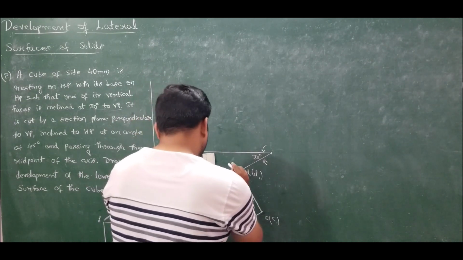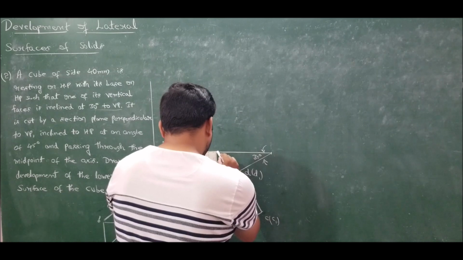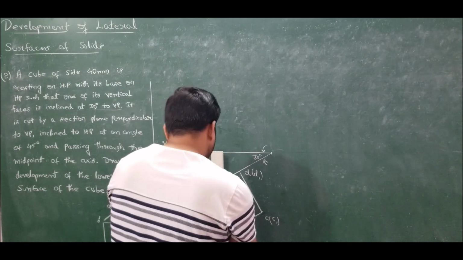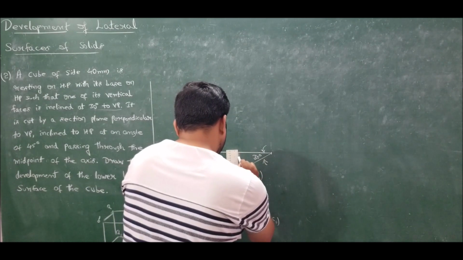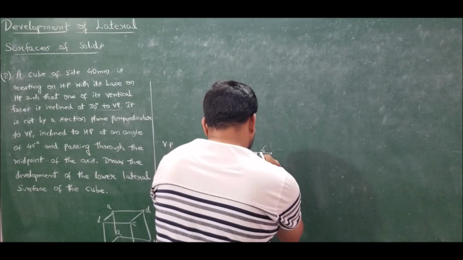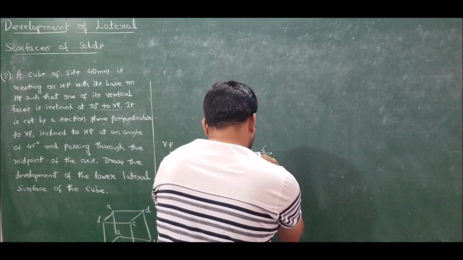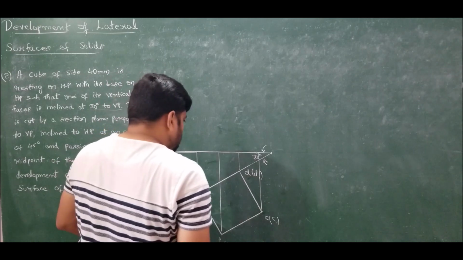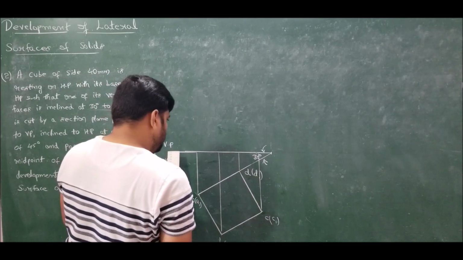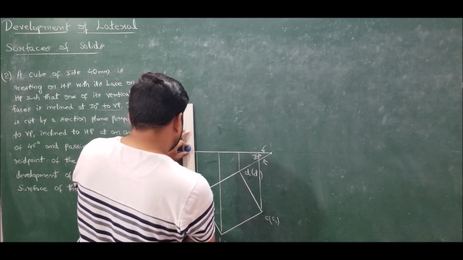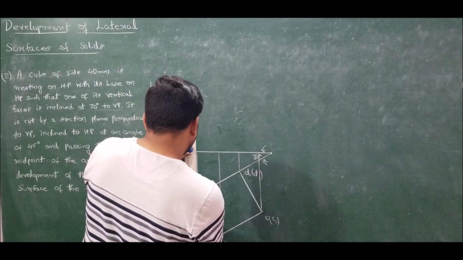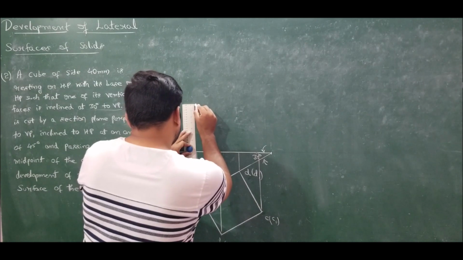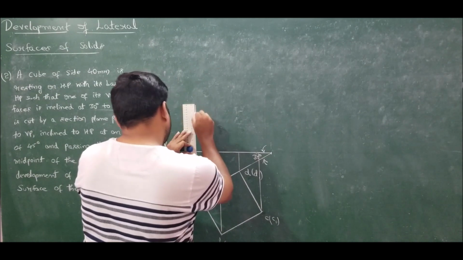The front view of a cube is also a square, with side length equal to 40 millimeters. Correct? Extracting the front view, I want to have a square of side 40 mm. Height is how much? 40 mm given. So draw a height of 40 mm.